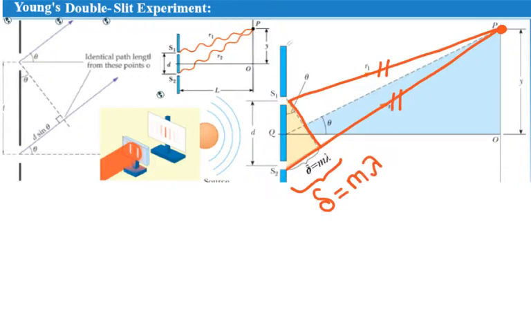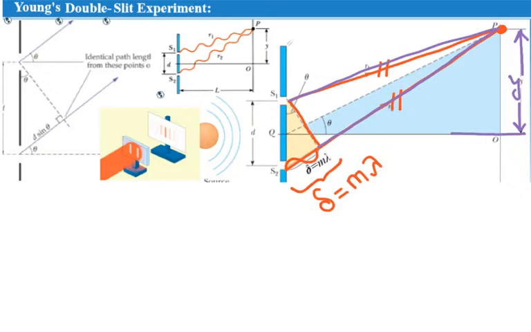So if there is like 1 wavelength, or maybe 2 wavelengths, or 3 wavelengths, or 4 wavelengths difference between these 2 rays, then you will have them in the same phase, because this part is going to be in length equal to this part. So you can have constructive interference when this phenomenon happens, or this case happens. So this is the distance, how far you will have this bright fringe from the center line.